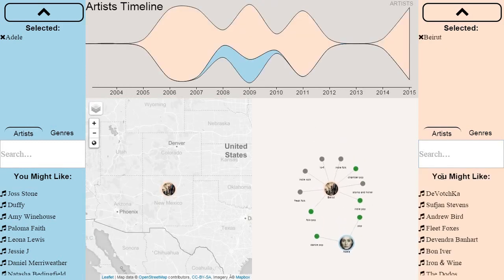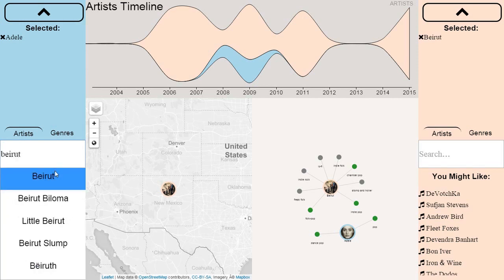Suppose the user on the right selects a group that he likes, such as Beirut. Now this group is also inserted, and we see on top the popularity of the two artists that are compared, and on the first graph the new artist also gets inserted, and because it shares some subgenres with Adele, which is basically indie pop, chamber pop and folk pop, we see that they have some commonality together.